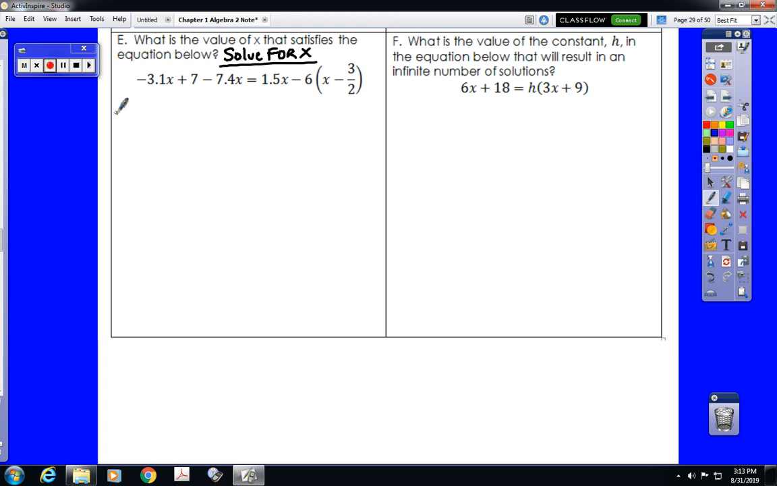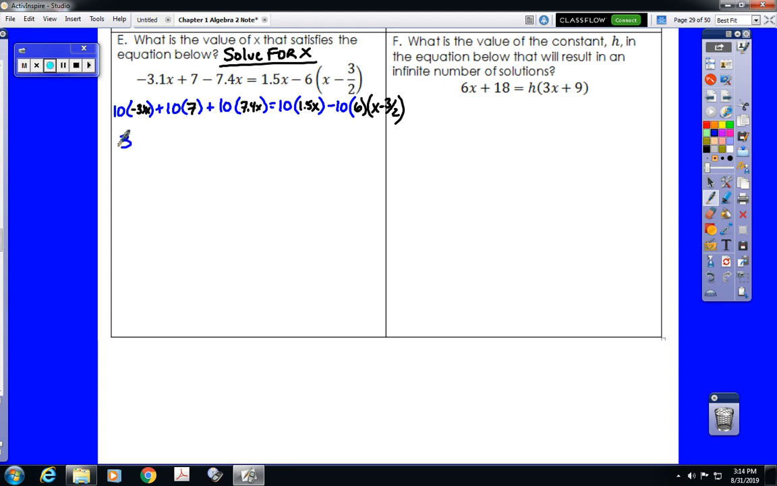To get rid of that, what we're going to do is multiply each number in the entire equation by 10. So we're going to multiply every term, 3.1x, 7, 7.4x, 1.5x, and 6 times x minus 3 halves. That's all one term, so it all just gets multiplied by 10 entirely. Now when we do that, the result is all of our decimals go away.